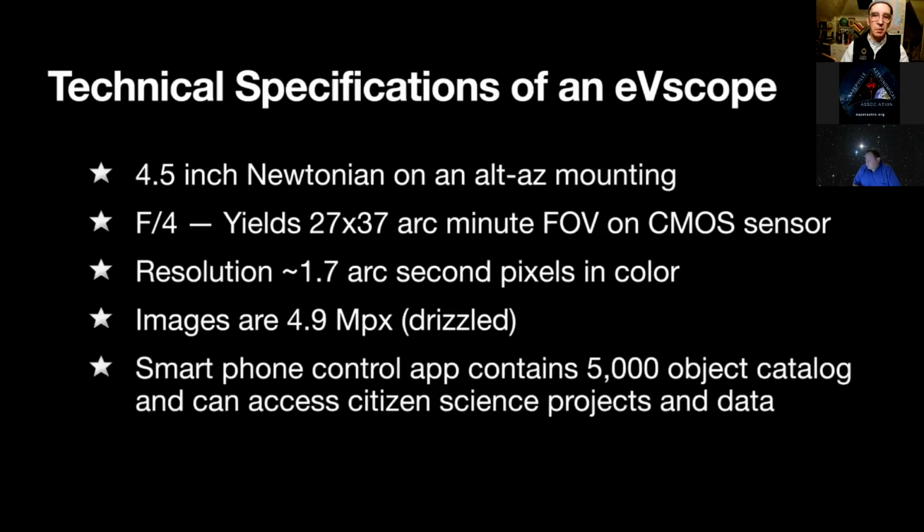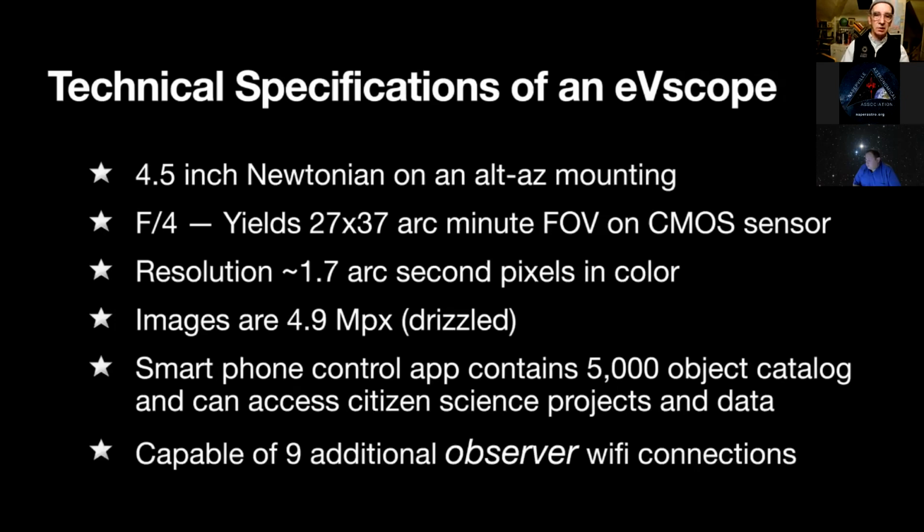As I said, the smartphone app contains a 5,000 object catalog in the phone, but you can put coordinates in, and it also accesses the citizen science projects. So you're not really limited to those, but that's pretty easy and convenient. You'll see how it is. And it's also capable of adding 9 additional observers with Wi-Fi connections.